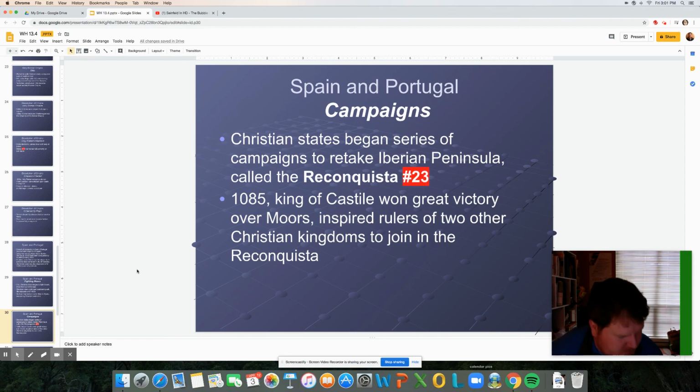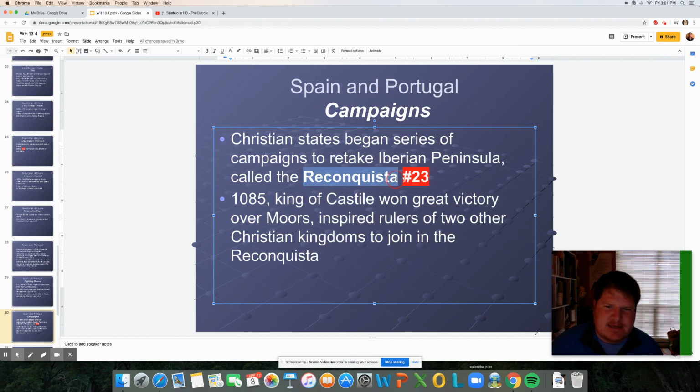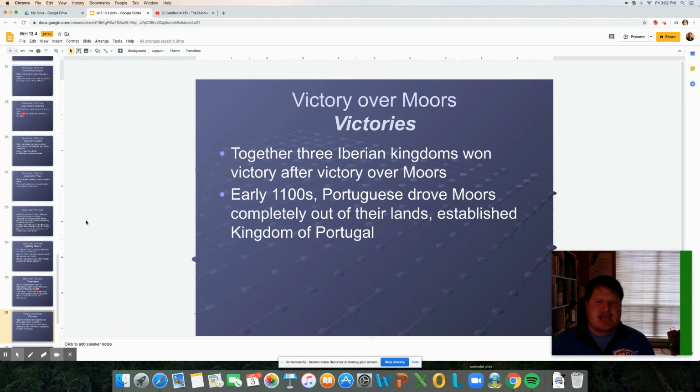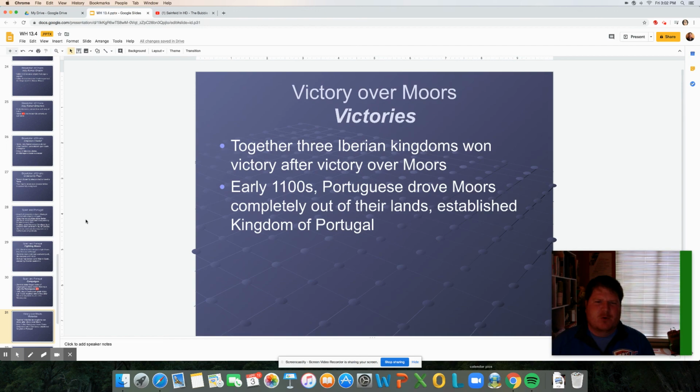Reconquista, which is your answer for number 23. Reconquista, right there, if you want to write that down for number 23. In 1085, the King of Castile won a great victory over the Moors, which inspired rulers of two other Christian kingdoms to join in the Reconquista. These victories ultimately helped rebuild the Iberian Peninsula, kicking out the Moors. By the early 1100s, the Portuguese drove the Moors out, also establishing the Kingdom of Portugal.